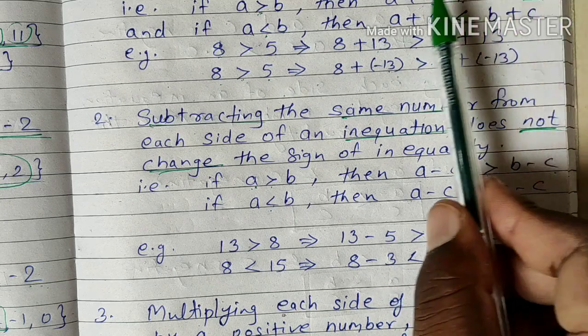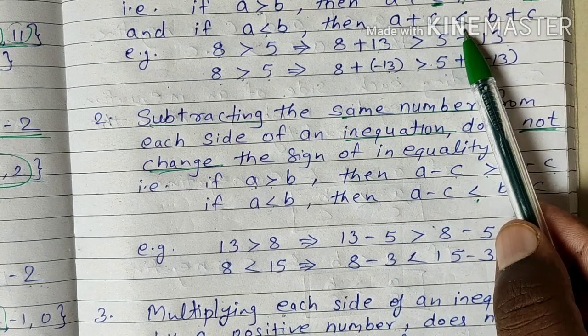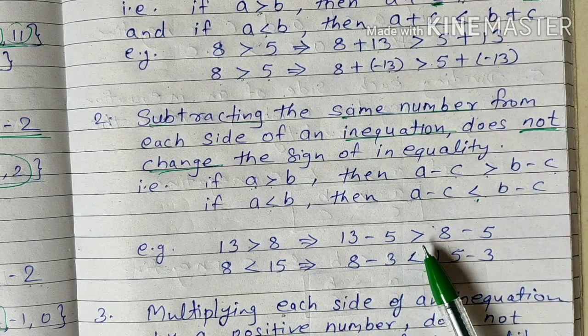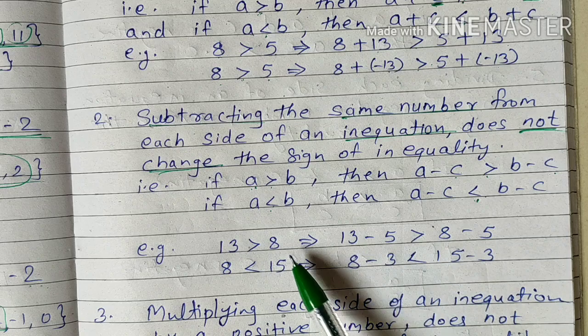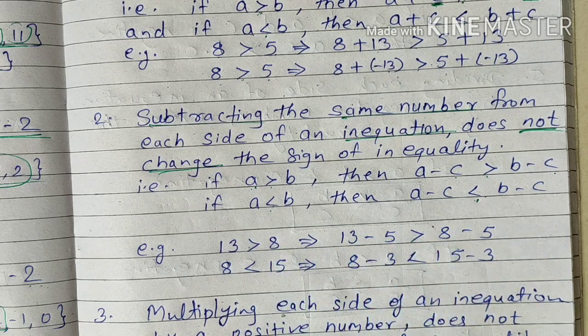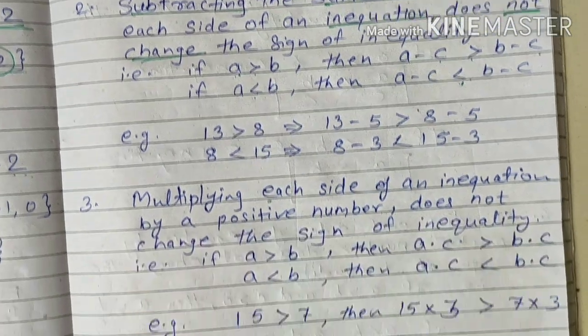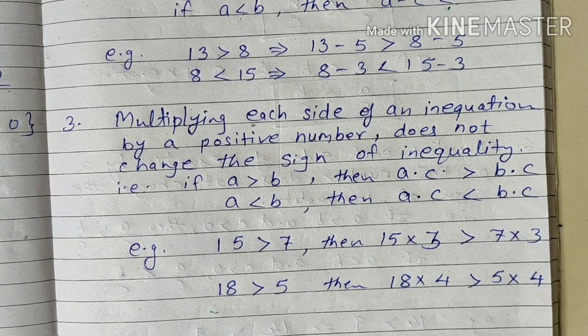Means if we add the same number to both sides, the inequality sign remains the same. Also, if we subtract the same number from both sides, the inequality sign remains the same. Okay. Now, the third property is here.